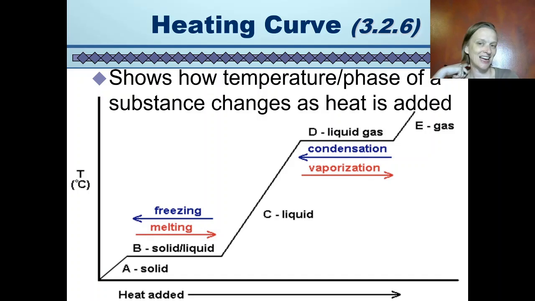Here's a slightly tidier version of what we just drew. Notice that I only labeled melting as you go to the right and vaporization as you go to the right, but you can also draw the backwards version of the graph. And if you were going the other direction, you would have condensation as you go from gas to liquid, and you would have freezing as you go from liquid to solid.